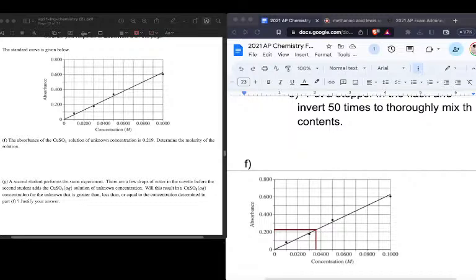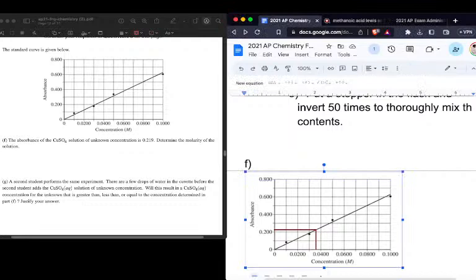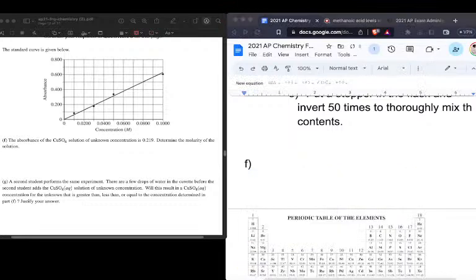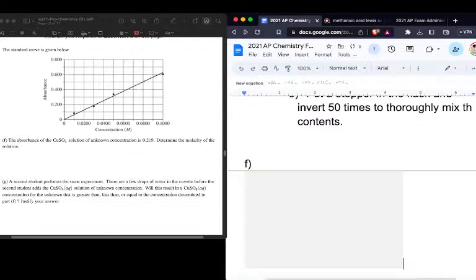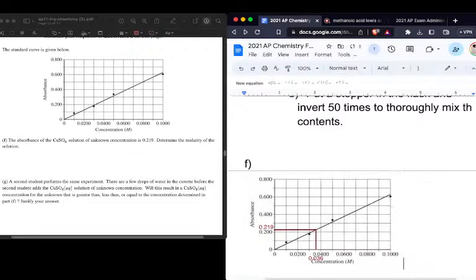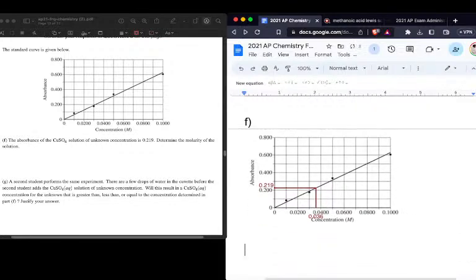I'm going to save that again and re-import it so you can see my logic. I think 0.219 is right about there. And then it hits here. I think it's a little bit to the right of halfway between this line and this line. So I'm going with 0.036 moles per liter. That feels like a 1 marker.